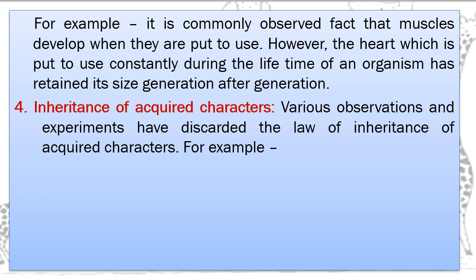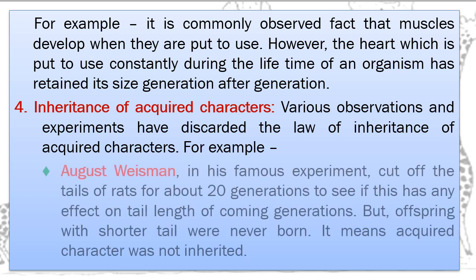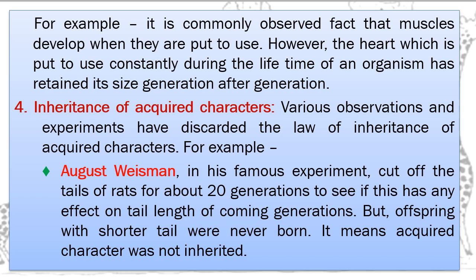The next is the inheritance of acquired characters. Now, this principle is also contradicted through various observations and experiments. For example, August Weismann, a German scientist, performed an experiment to see if characters disappear due to disuse. In his experiment, he cut the tails of rats for about 20 generations to see if this has any effect on the tail length of the coming generations. And he measured the tail length of offspring for about 20 successive generations, but he found that offspring with shorter tails were never born. It means the acquired character was not inherited.